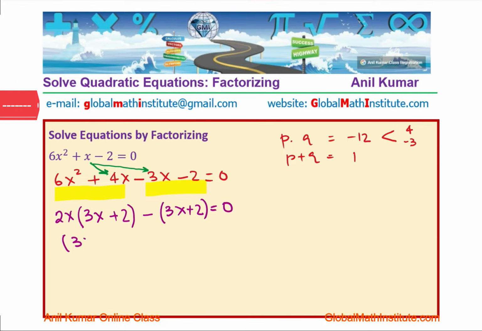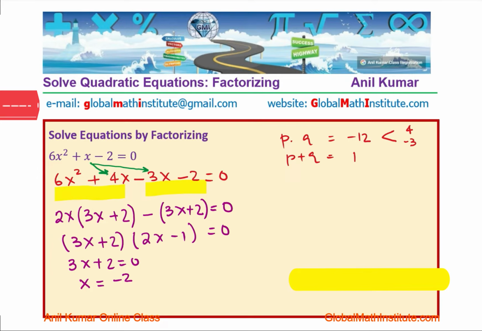So we are now left with 3x plus 2, common factor between the two, and 2x minus 1, the other factor. You can equate each one of them to 0 to get your solution. 3x plus 2 equals to 0 gives x equals to minus 2 divided by 3. And if you equate the other factor to 0, what do you get? 2x minus 1 equals to 0. x equals to, take 1 to the other side, divide by 2. So we get x equals to half. Perfect.